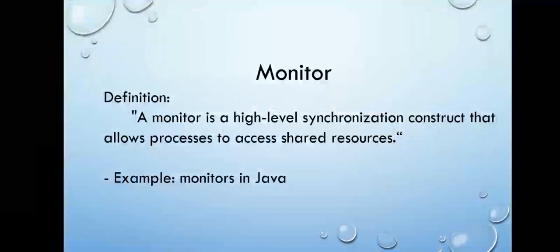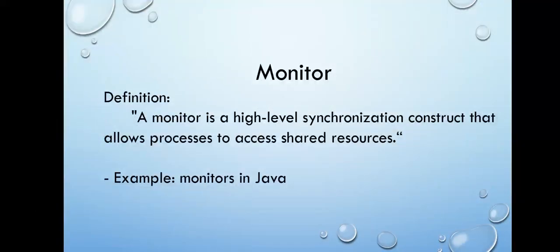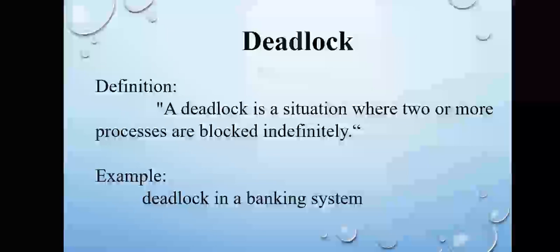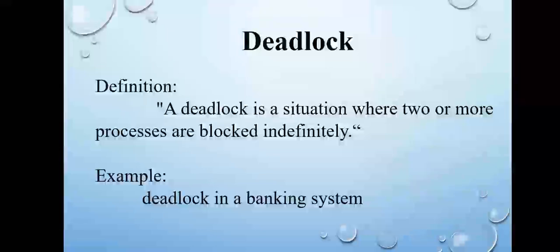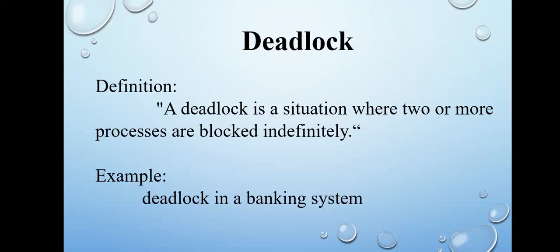Then the monitor. A monitor is a high level synchronization construct that allows processes to access shared resources. An example is monitors in Java. Then an important topic of operating systems is deadlock. A deadlock is a situation where two or more processes are blocked indefinitely. An example is deadlock in a banking system during banking transactions.